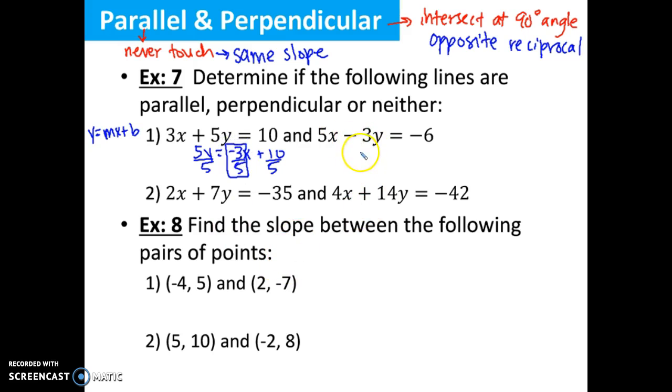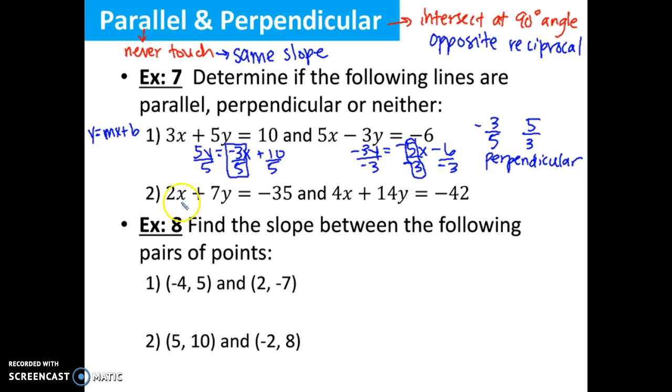Over here, I'm going to subtract the 5x, so we get negative 3y equals negative 5x minus 6, divide by negative 3. And here's my slope, which ends up being a positive 5/3 because the negatives cancel. So for this one, I go from negative 3/5 to positive 5/3. I have the opposite sign, flip my fraction, so these are perpendicular.